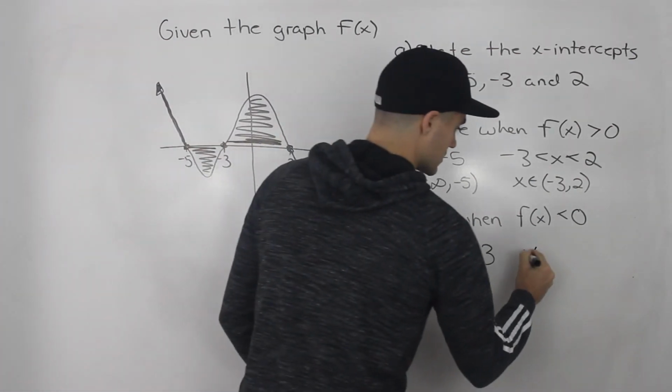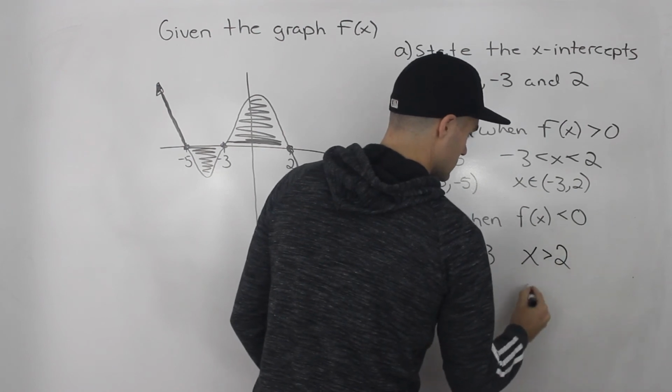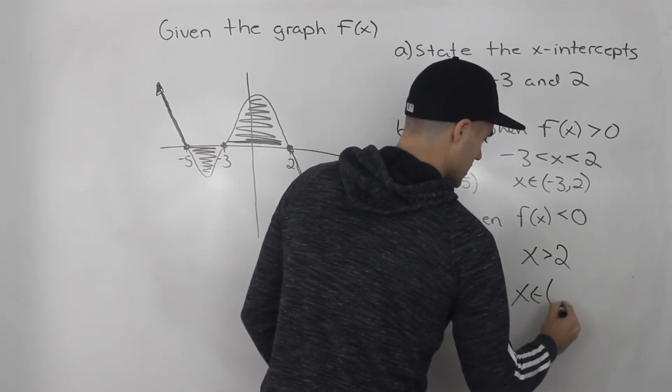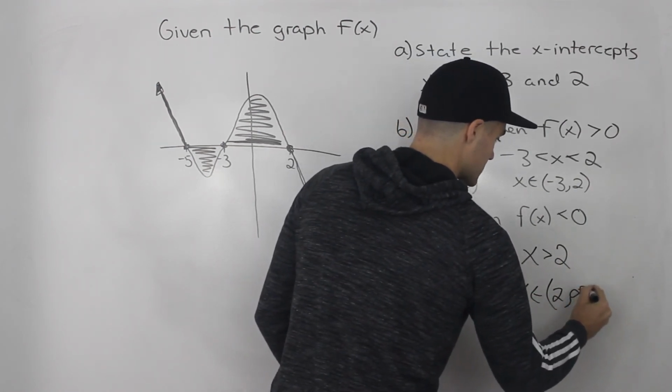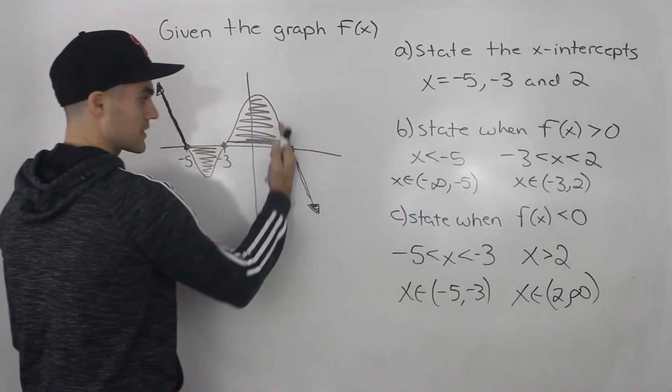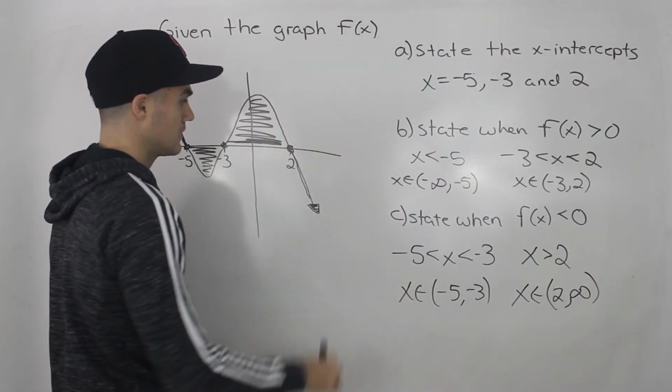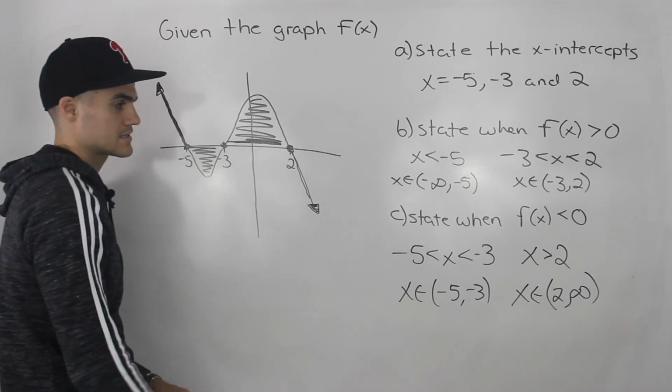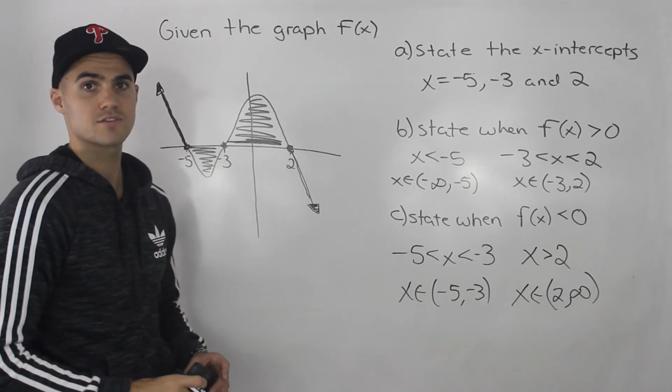So when x is greater than 2, if we do it in set notation, it's from 2 to positive infinity, right? From an x value of 2 to positive infinity, the function is less than 0. And those are your answers to the question.